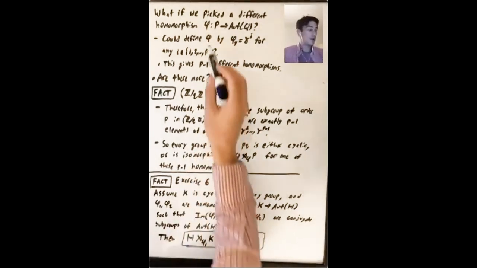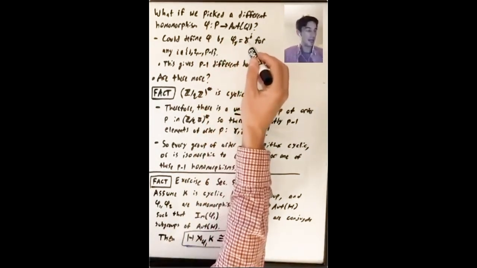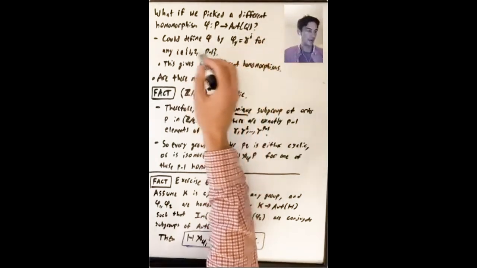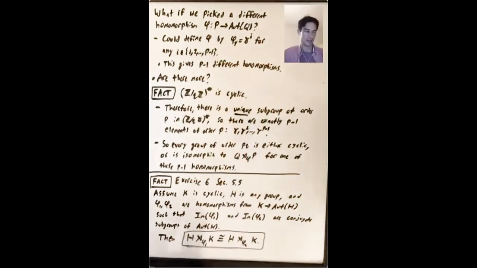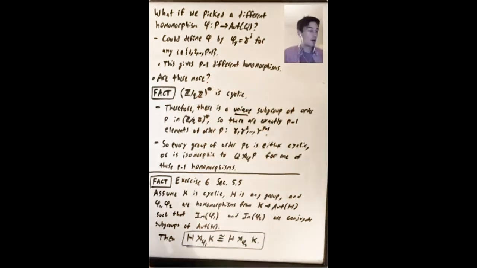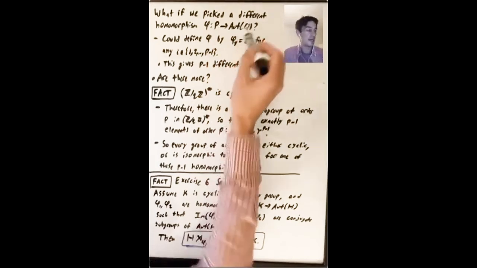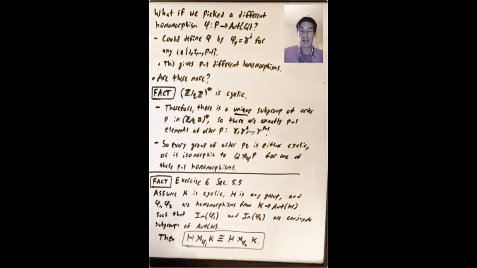For example, we could define phi by saying that phi of y is, instead of being gamma, gamma to the i for any i from 1 up to p minus 1. These p minus 1 homomorphisms are all different. We're always sending a generator of Z/pZ to some element of order p in Aut(Z/qZ). So every time we're getting a non-trivial homomorphism, and these homomorphisms are all different because they send y to different places. So that gives p minus 1 different non-trivial homomorphisms.